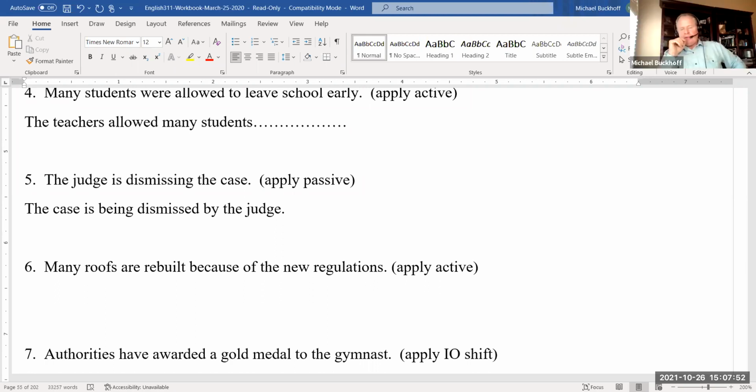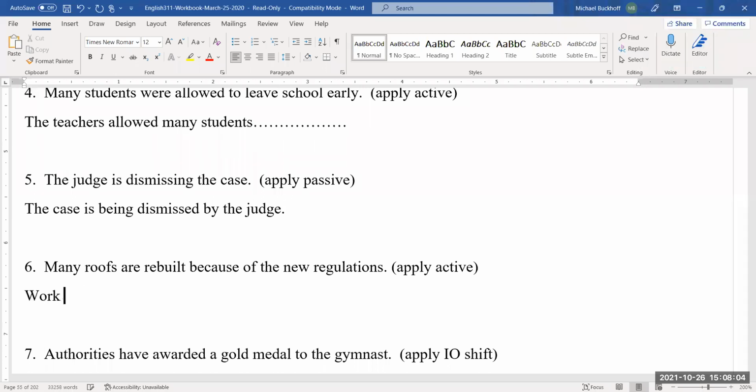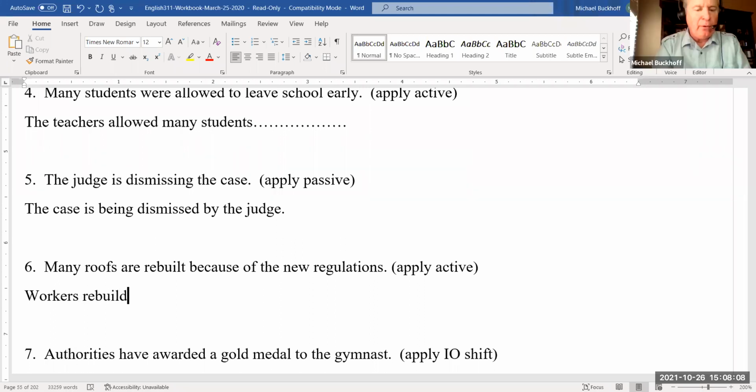No, that's still passive. It says apply active. You have to give me the agent. You have to give me the doer of the action here. Who builds the roof? Roofers rebuild the roof. Good. Let's say workers, or something. Workers, you said rebuild many roofs because of that.